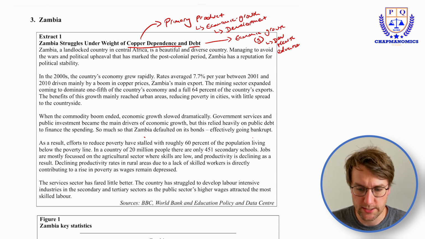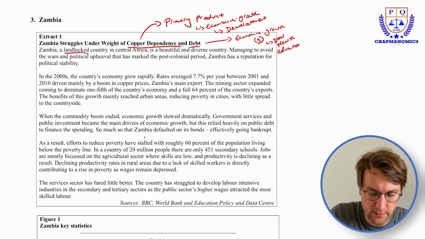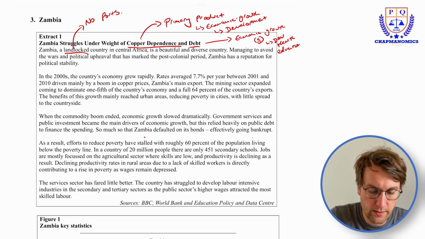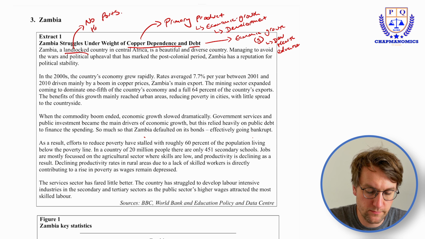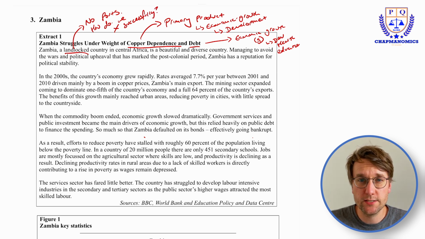So I've already got some good context here. Zambia, a landlocked country in Central Africa. So landlocked as well, that's going to give me some ideas. We have no ports in the country. So then how do we export successfully? It's a lot harder to get any goods and services around the world if you don't have a port, if you don't have some way of shipping them. Instead, you have to take them via land, which is very slow and relies on you having roads. It's a beautiful landlocked country in Central Africa, a beautiful and diverse country.